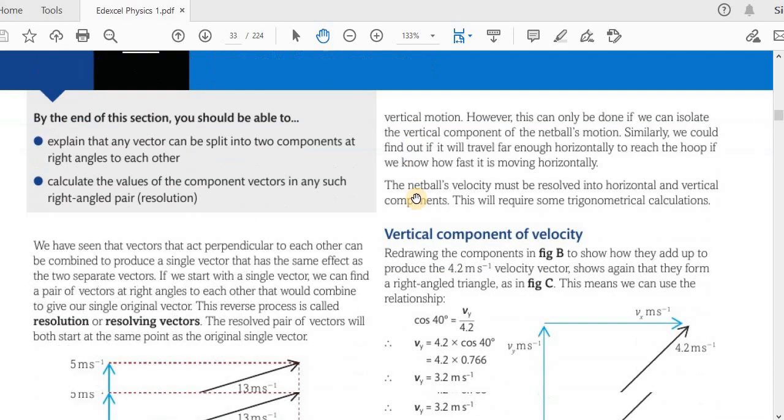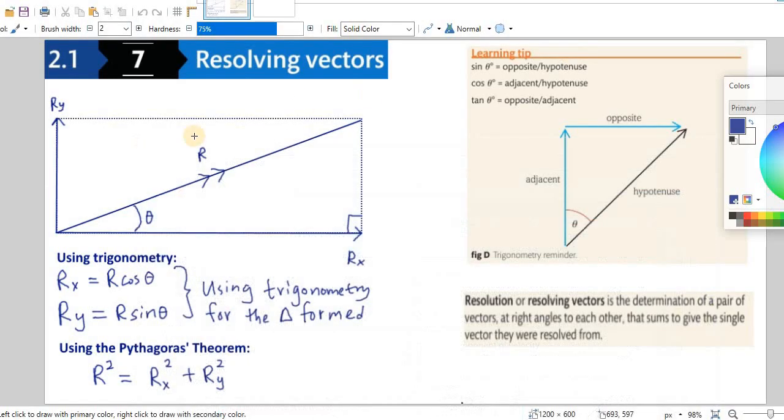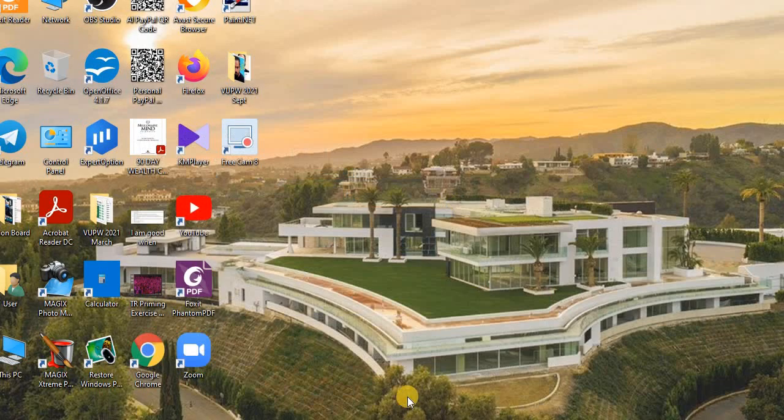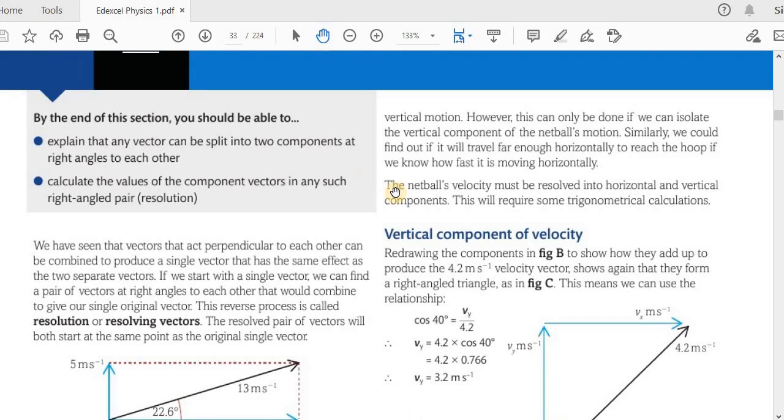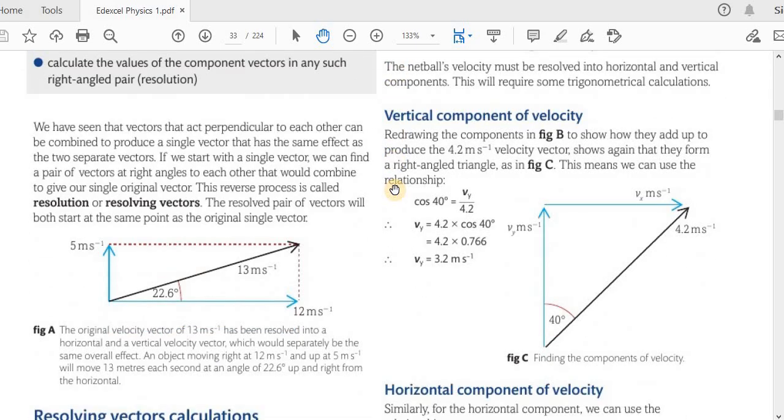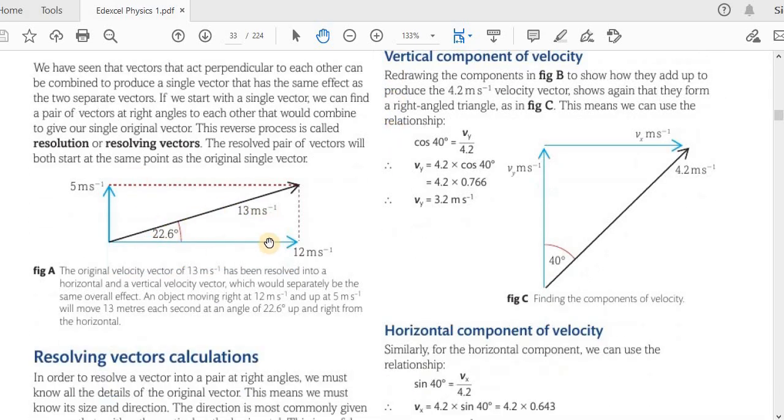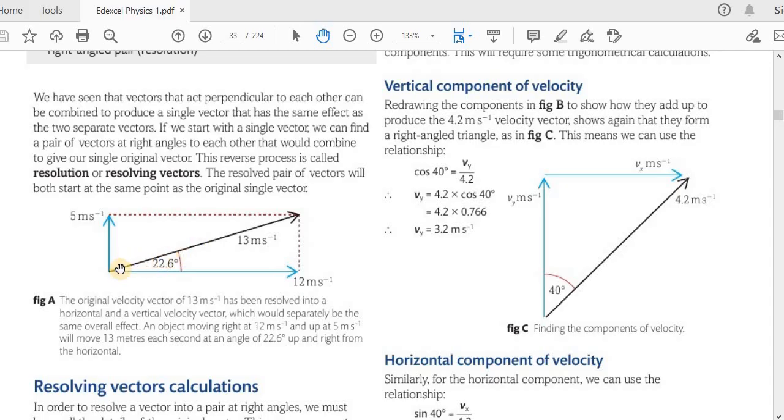Now let's go through some examples. The component in the y direction, we can also call it the vertical component. The component in the x direction can be called the x component. Okay, so here is an example. Now you can use your calculator and find the component of this vector in this direction and that direction.